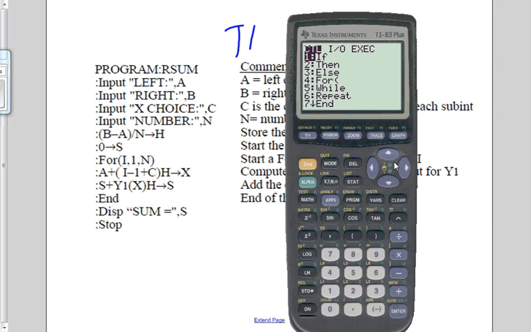And then once we're done with that, we're going to stop it. So Program, scroll way down, and way down there is Stop. So now my program is over.